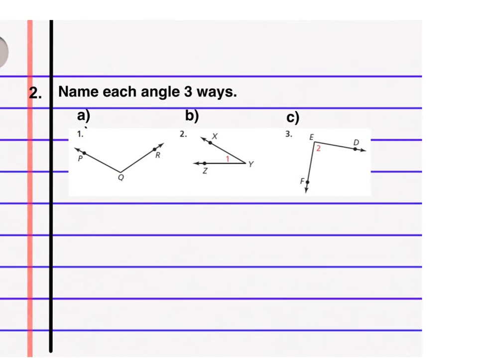Okay, here is example 2. Name each angle 3 ways. We're just practicing coming up with all the possible ways to name it. The first way I can name this angle, starting left to right, is PQR, so angle PQR. A second way is to go the other direction, RQP. And the third way is just to call it angle Q.